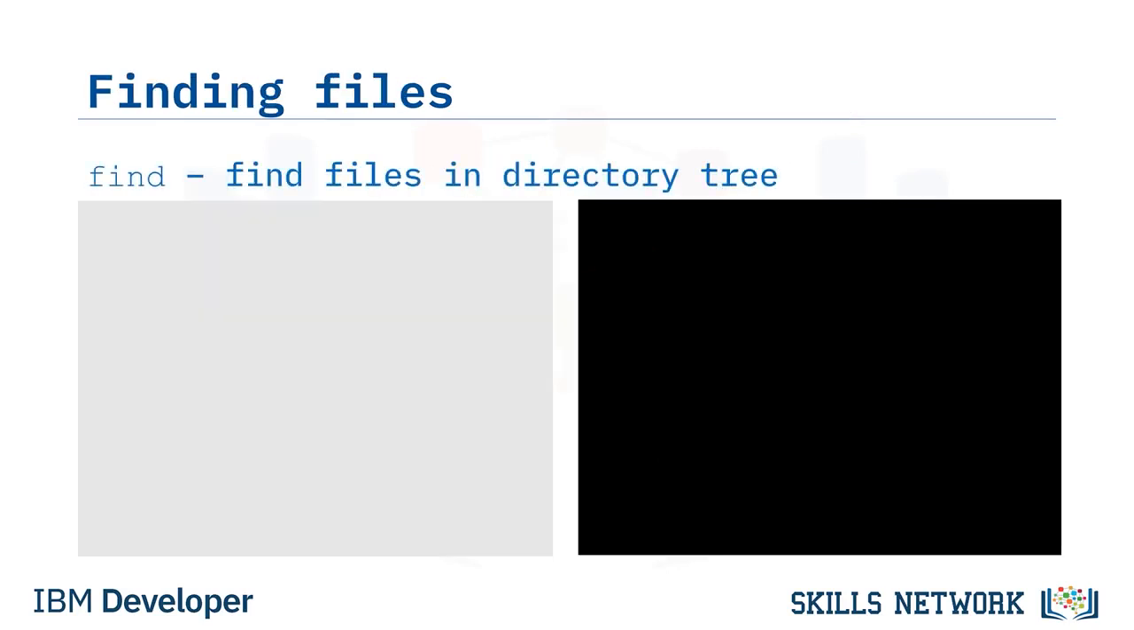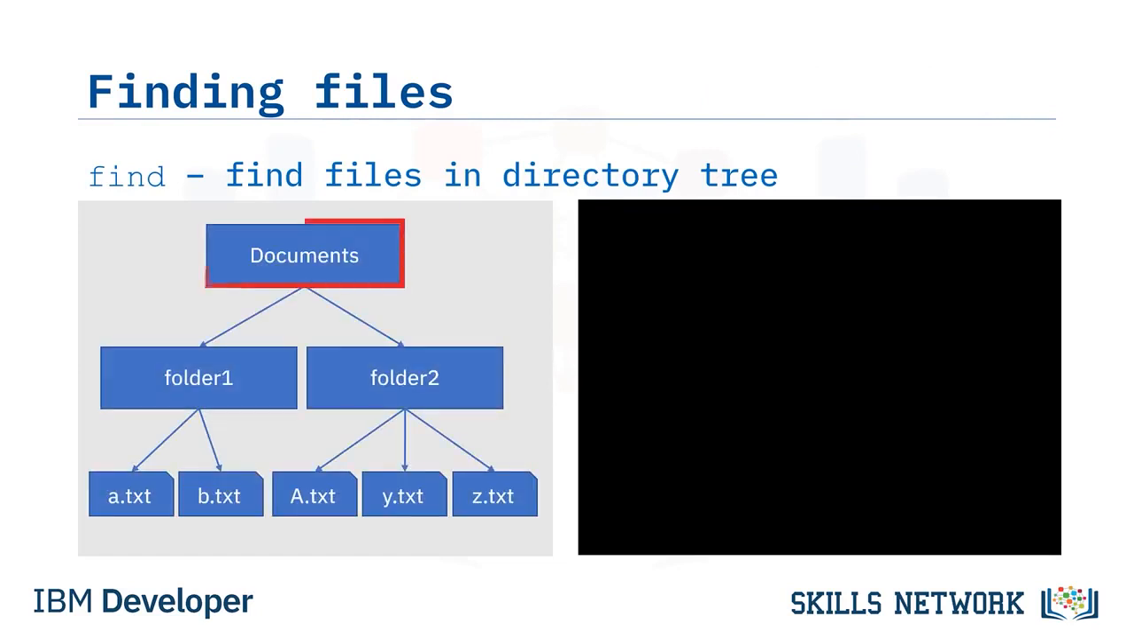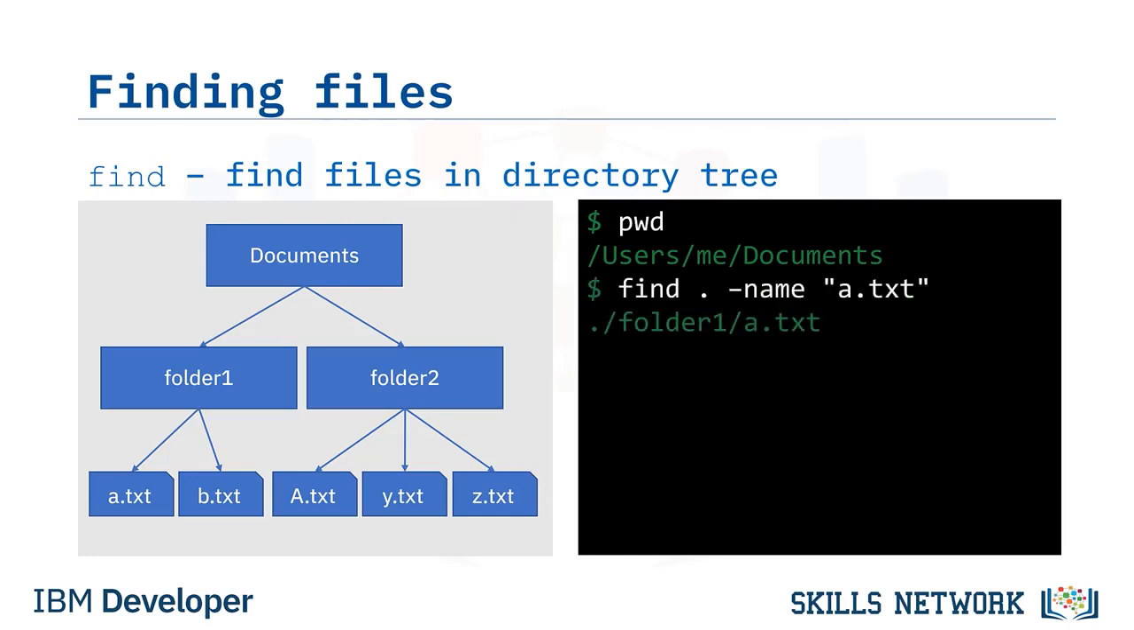The find command is a powerful tool that will find the path to every file that matches a given user-specified criterion. Now suppose your Documents folder has a file structure as shown with 2 subfolders, each containing a few files. And let's say you are currently in your Documents folder and you want to find the path to all files called a.txt within your Documents tree. To do so, you can simply type find . -name a.txt. The dot argument means search within here, that is, from your current working directory.